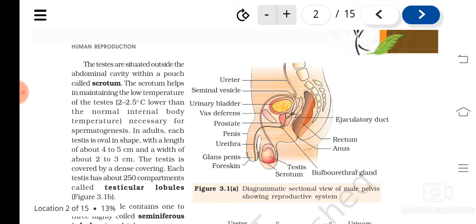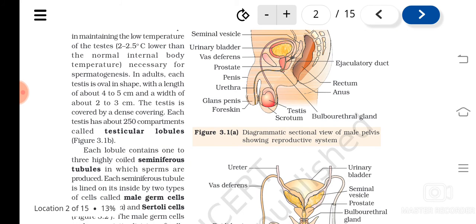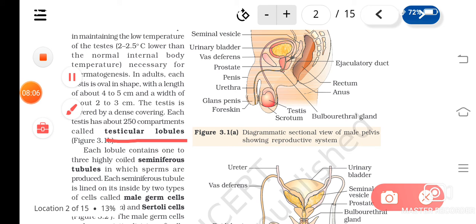Each testis is oval in shape, around 4 to 5 centimeters in length and 2 to 3 centimeters in width. Each testis has a dense covering and around 250 compartments. These chambers are known as testicular lobules. So if you take the transverse section of a testis, you can see around 250 compartments, and each compartment is known as a testicular lobule.